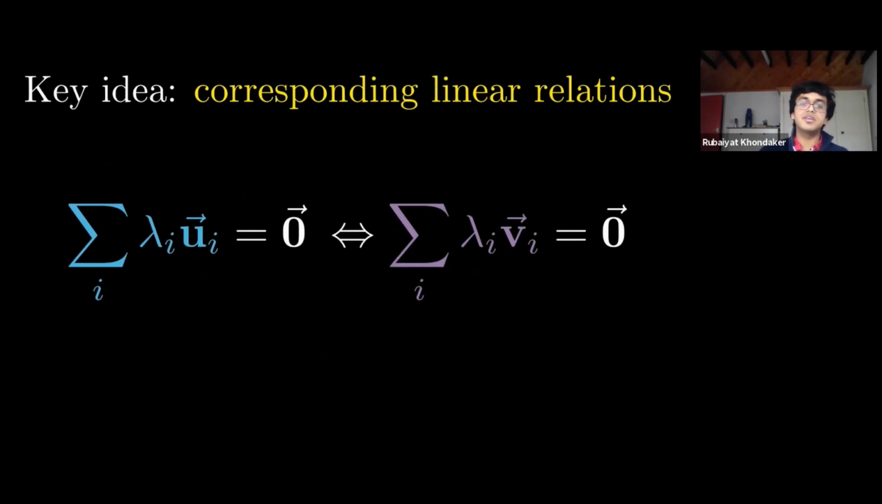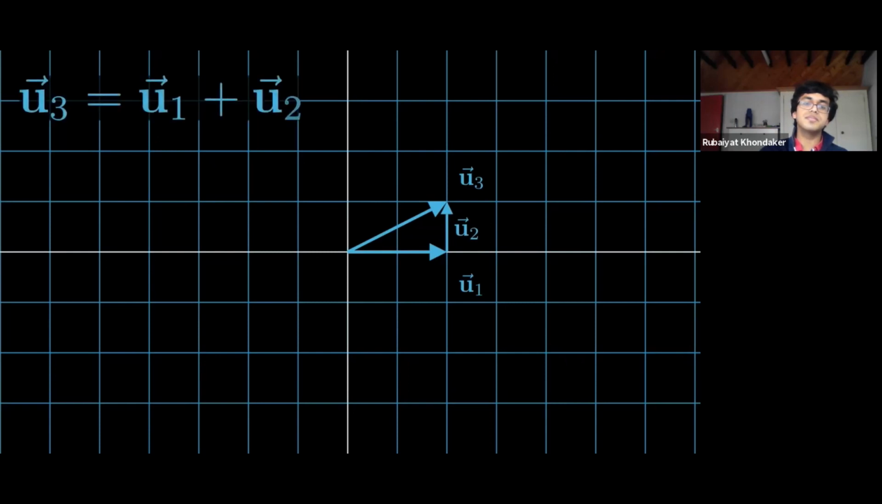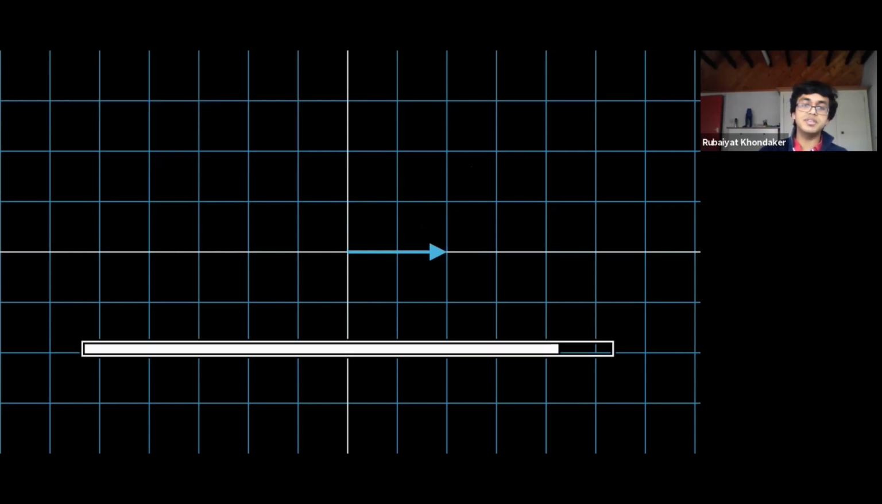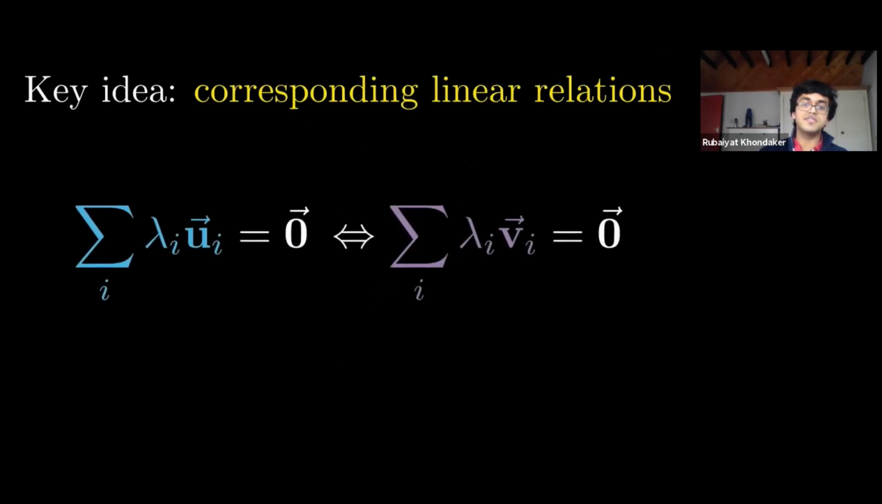Let's see what that means geometrically. Here we've got u1, u2, and u3 again. And now I'm not going to draw v1, v2, and v3. You might notice here, okay, you can write u3 as u1 plus u2. But you can convert that into a linear relation by just subtracting. And so, by the corresponding linear relations property, which says that if you have one for the ui, it also works for the vi.